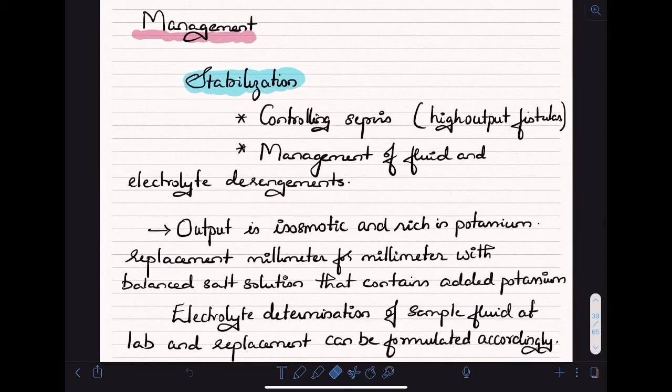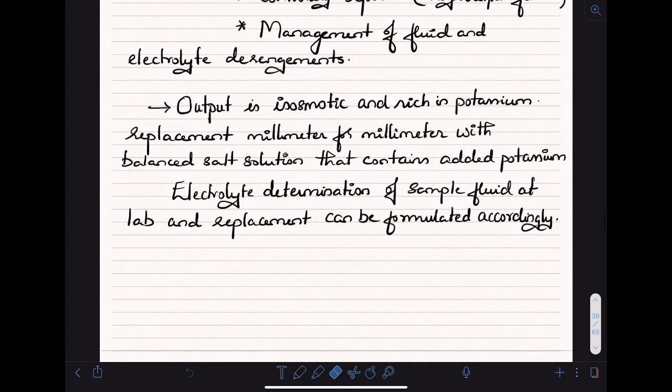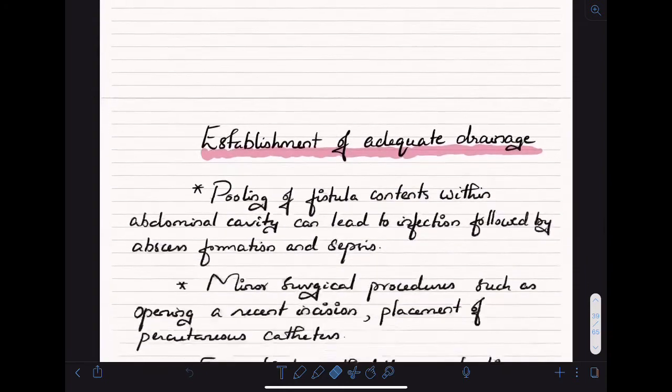Coming to the management, the initial aspect is stabilization, which is controlling sepsis when there is a high output fistula, and management of fluid and electrolyte derangements. The output is isoosmotic and rich in potassium. Replace milliliter for milliliter with a balanced salt solution that contains added potassium. Electrolyte determination of the sample fluid at the lab can guide replacement accordingly.